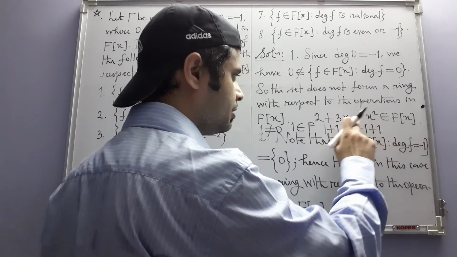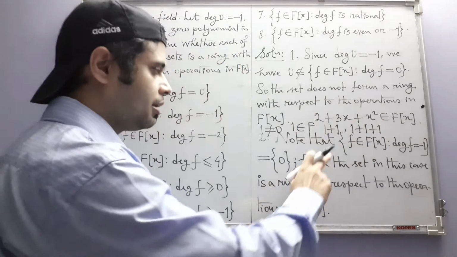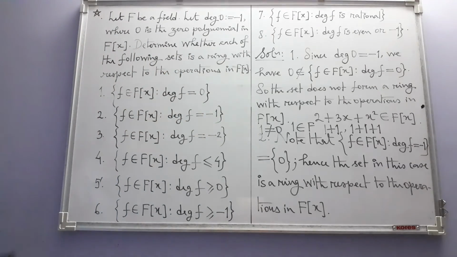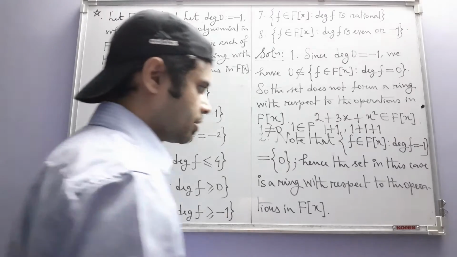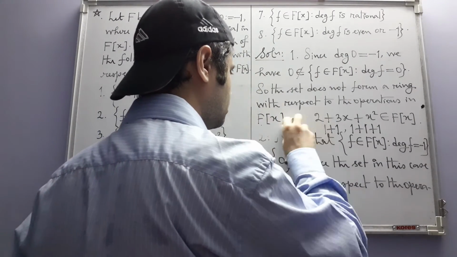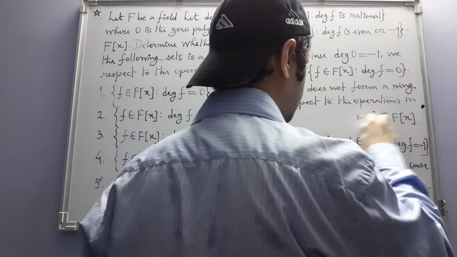Okay, so these are non-zero. This is non-zero. This, however, we don't know. If the field has, say, 3 elements, then this 3 will be equal to 0. Such things are possible, as you may already know, in finite fields. Okay, so in this case, it's a ring.